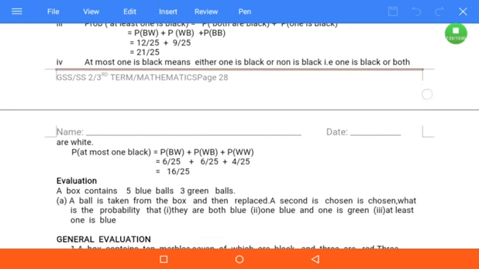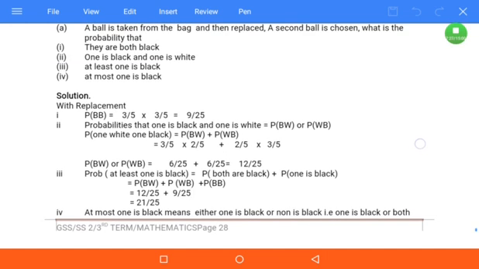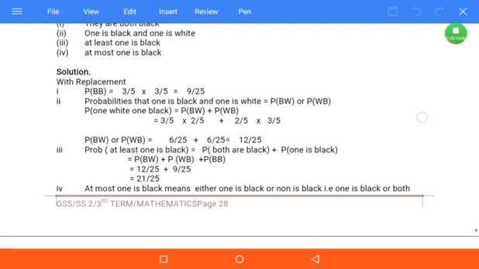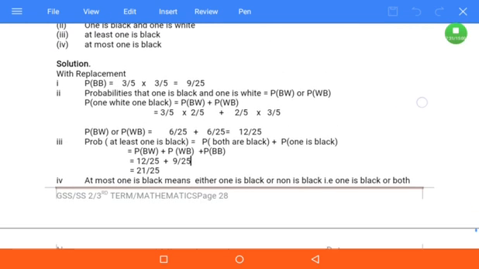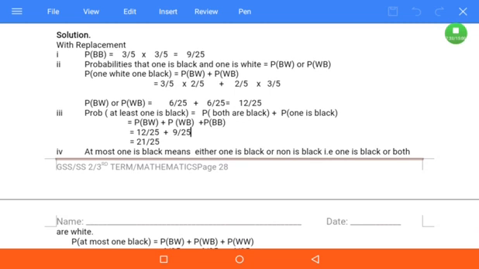21/25. All right. So the next one says the probability that at most one is black. When you hear at most, if I say in an exam, to pass this exam, you must at most score 60, it means you must score 60 and below. At most means the maximum you can score is 60. So if you score above 60, you fail. Do you understand? That's just the meaning.